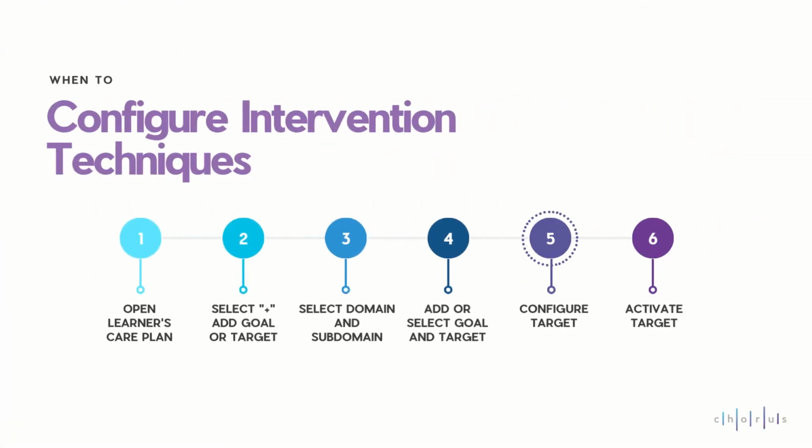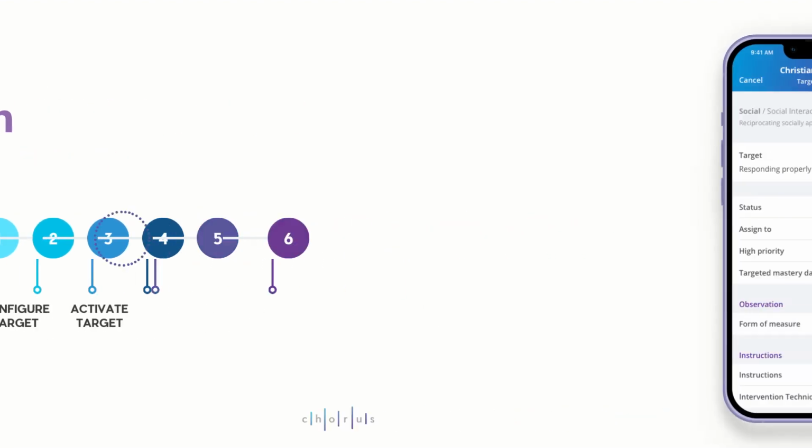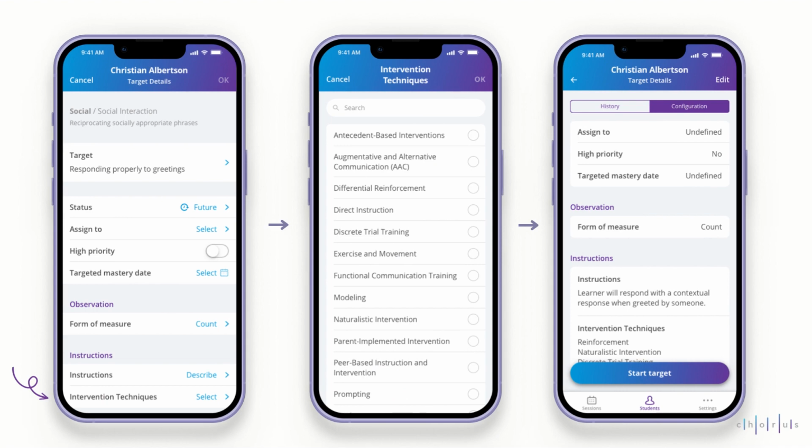Configuring intervention techniques is an available configuration option when creating a new target or modifying an existing target. When creating a new target, configure intervention techniques along with the rest of the target configurations before activating the target. When modifying an existing target, go to the target configurations and press Edit to select intervention techniques, as pictured here.